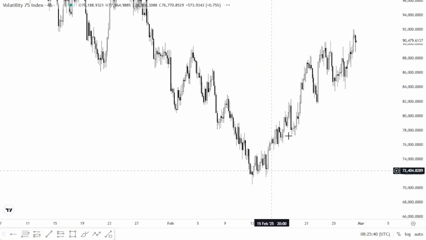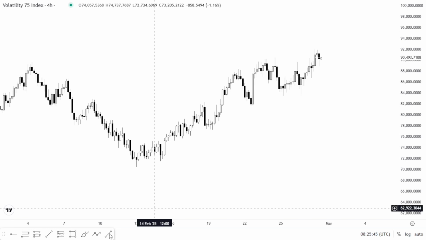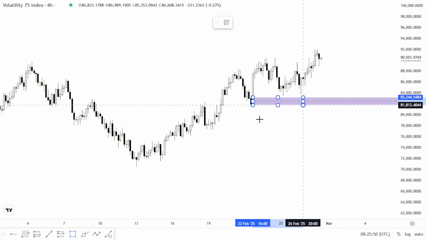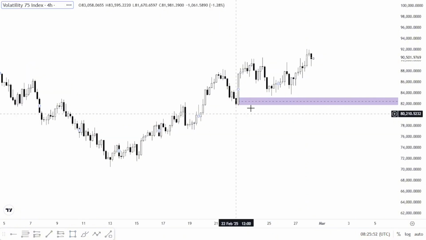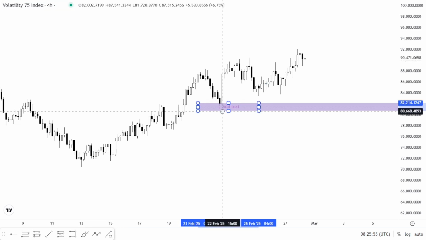So now you see that this market is bullish. You wait for it to come back to a key level. We're going to mark a demand area where we would like the market to come back to, or a breaker block area. So right here we have a breaker block.